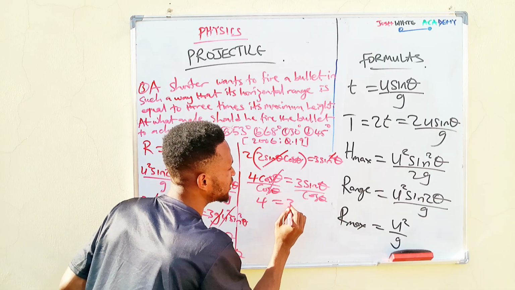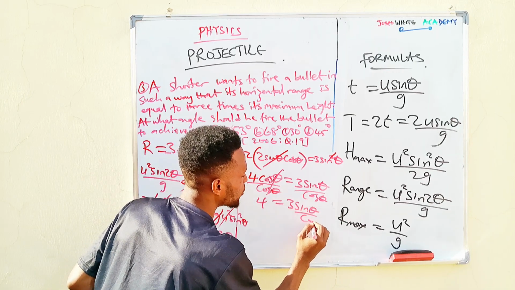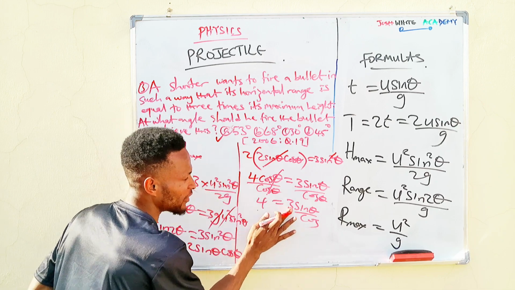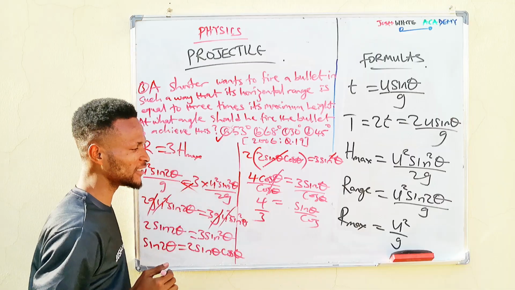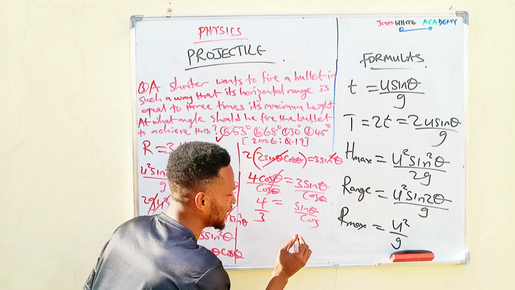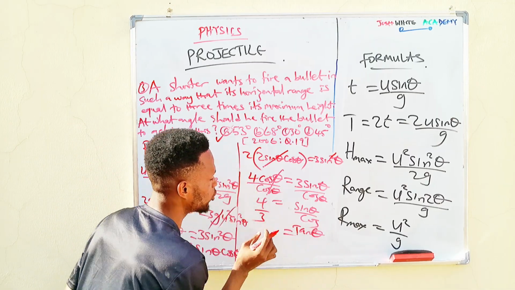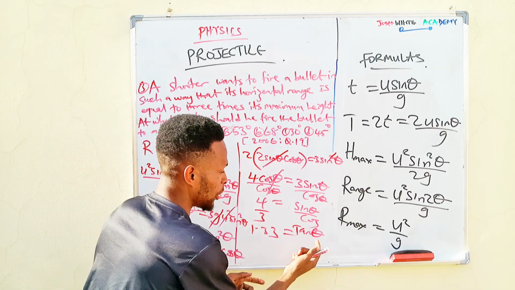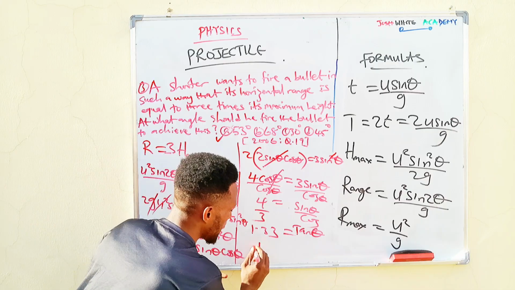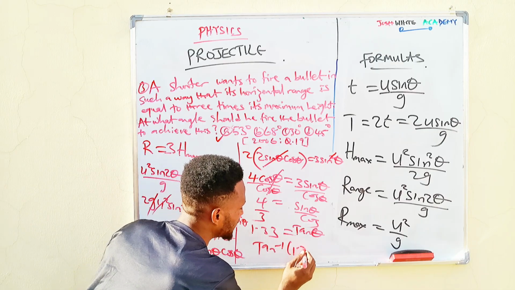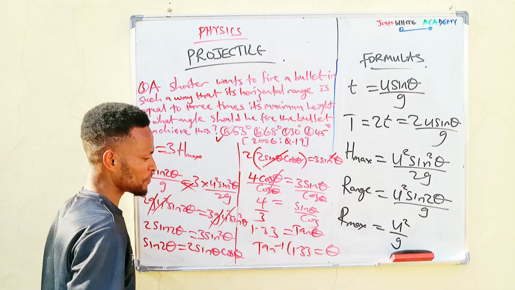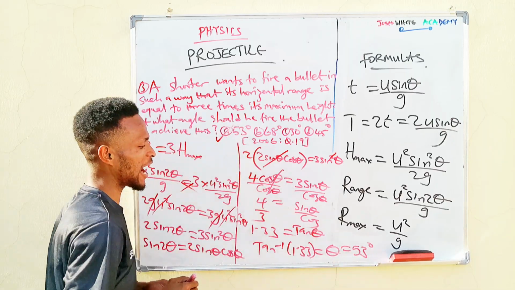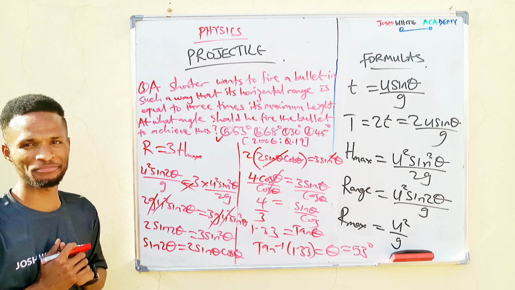So 4 is equal to 3 sine theta over cos theta. We can divide both sides by 3, and this 3 will come here for the want of space. So here it will be like this. Sine theta over cos theta is the same thing as tan theta is equal to 4 over 3, which is 1.33. So we are looking for theta. So the tan inverse of 1.33 will give us our theta, and tan inverse of 1.33 will give us 53 degrees approximately, which is this answer.